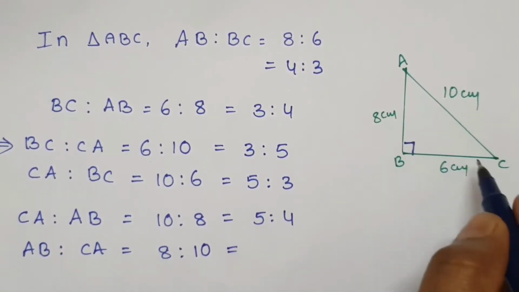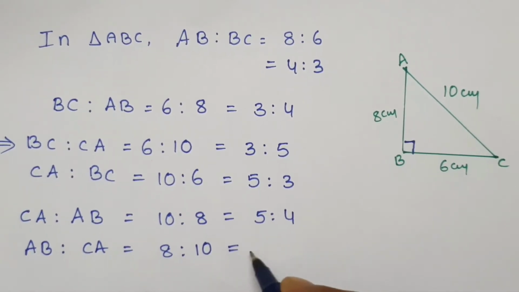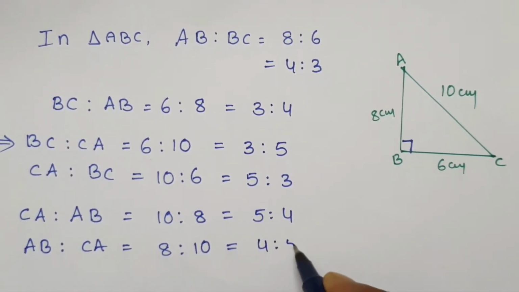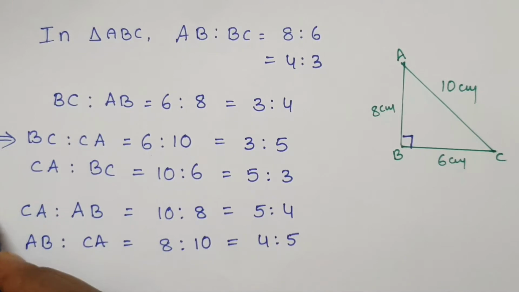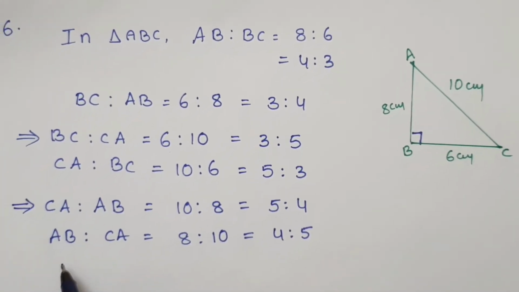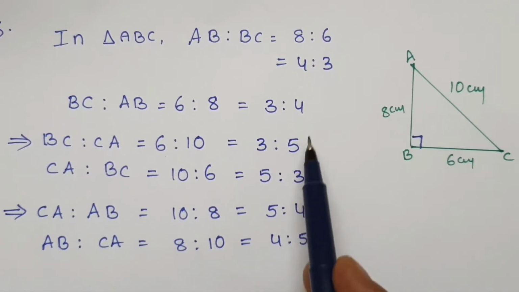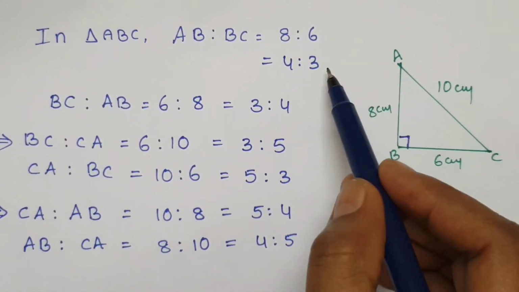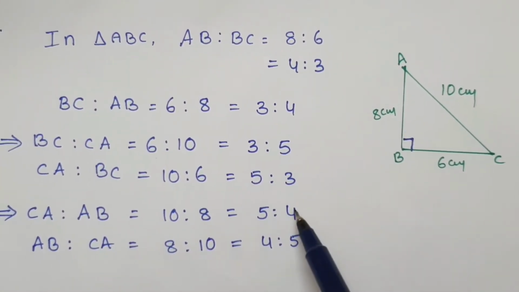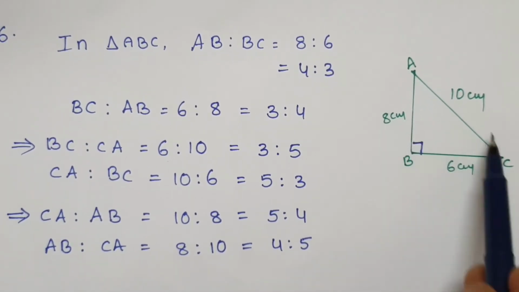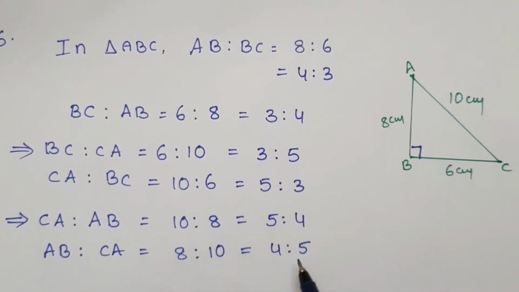Based on sides, we can take different types of sides. 2 4s, 2 5s. Finally, 4 is to 5. Like that, all sides, reverse also taken. 1, 2, 3, 4, 5, 6. Means based on 3 sides, I have written 6 types.